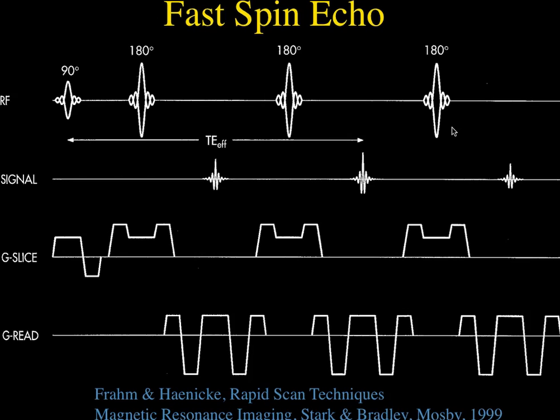With each phase encoding, you can fill up another line of k-space. So if you have three echoes that have three different gradients on them, then you can fill up three lines of k-space with just one TR. And therefore, you could acquire your images three times faster than if you just have one echo per phase encoding.